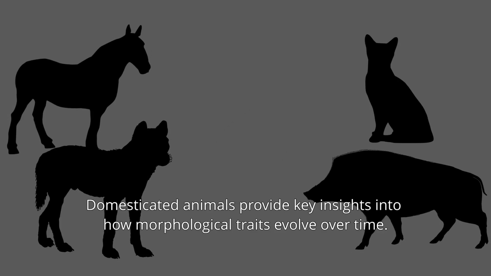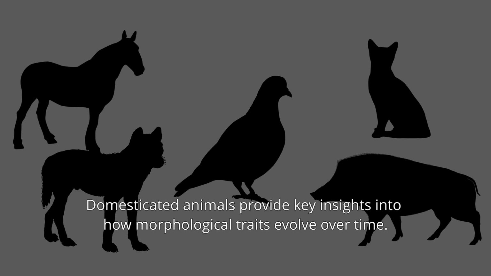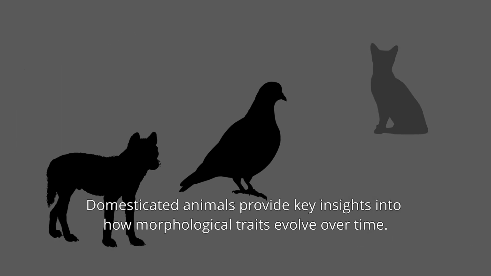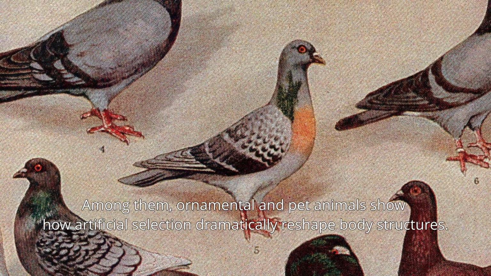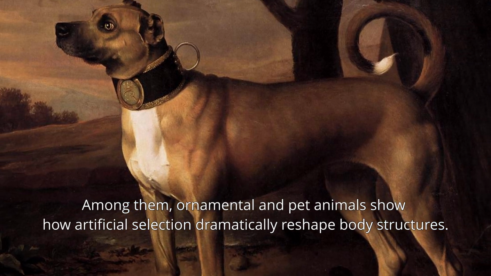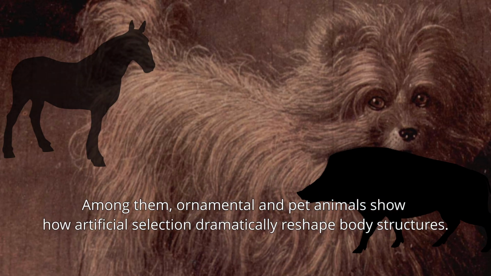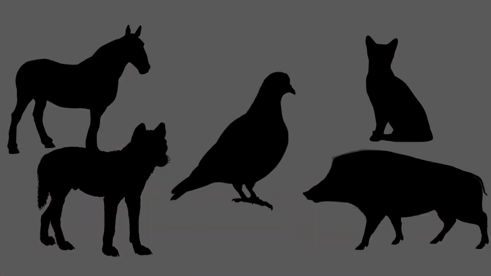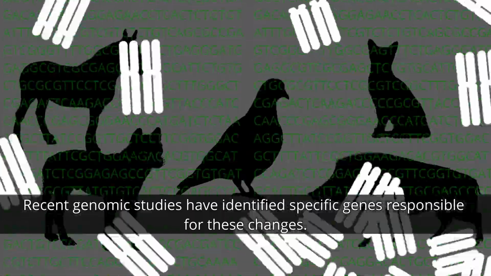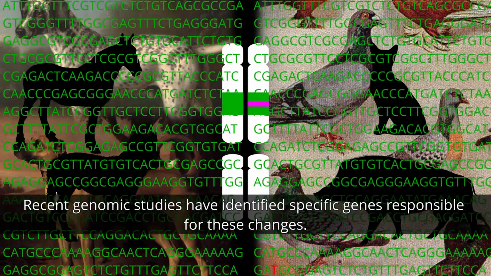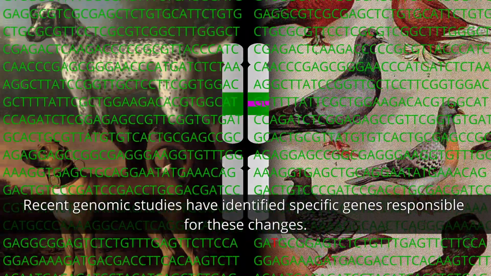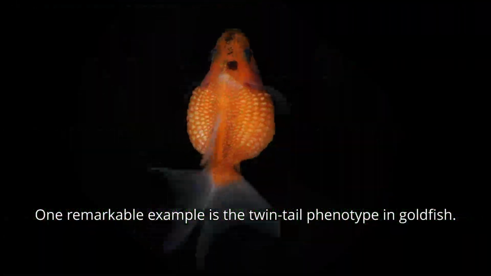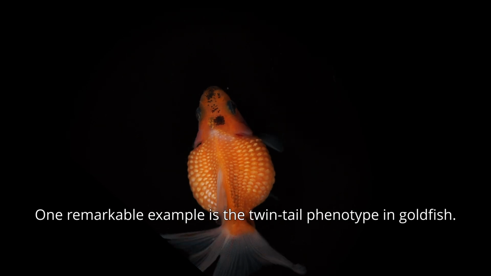Domesticated animals provide key insights into how morphological traits evolve over time. Among them, ornamental and pet animals show how artificial selection dramatically reshapes body structures. Recent genomic studies have identified specific genes responsible for these changes. One remarkable example is the twin-tail phenotype in goldfish.